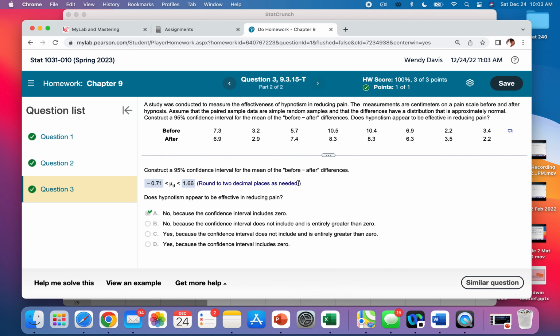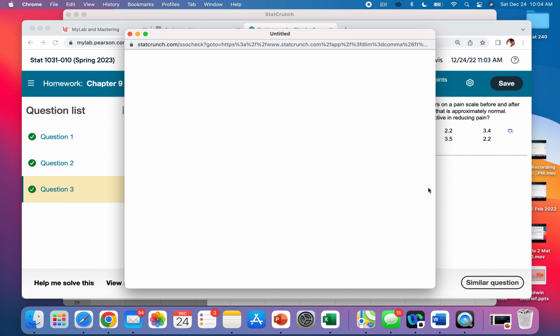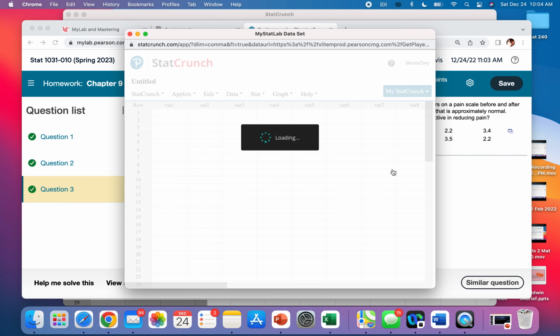Okay, this time we have two groups that are two measurements, before and after. This is a study about using hypnosis to reduce pain. People rank their pain level before hypnosis and after hypnosis, and we want to see if it works. This little box, we're going to open this in StatCrunch. So it opens our data.